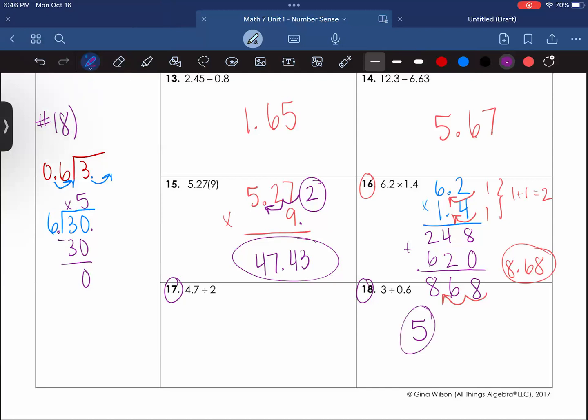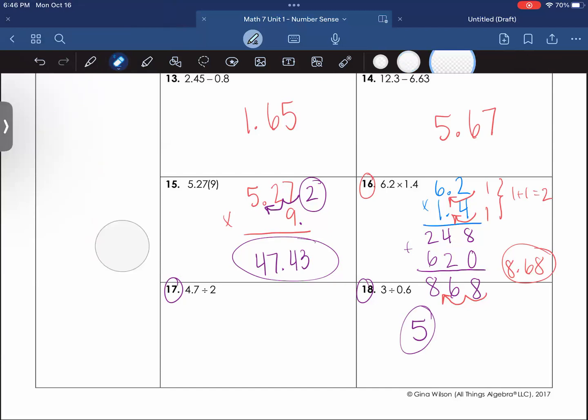All right, now go ahead and pause and do number 17 on your own. Okay, you should have paused the video and done number 17 on your own. You should have gotten an answer of 2 and 35 hundredths. If you got that wrong, let's go through step by step how to do this one.